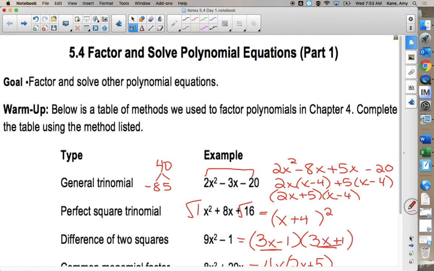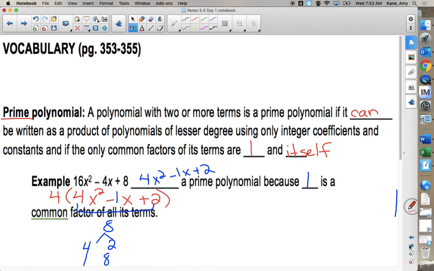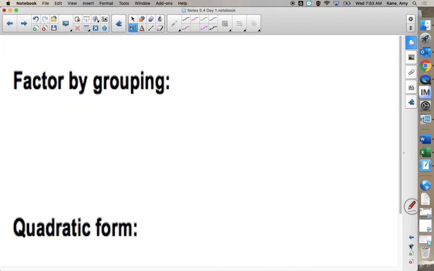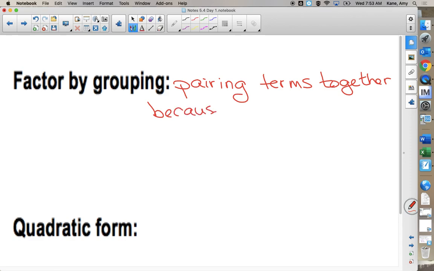And like going above here, this up here is factoring by grouping because we kind of grouped two terms together and two terms together. So you're pulling things together because they have something in common. So we'll say pairing terms together because they have common factors. Or common terms, I guess.